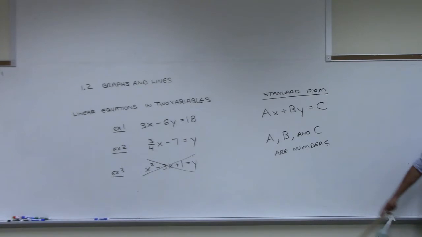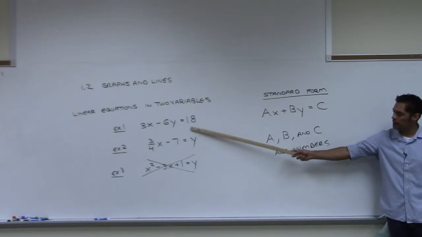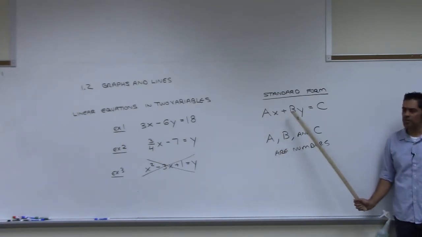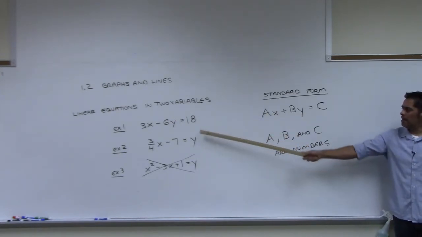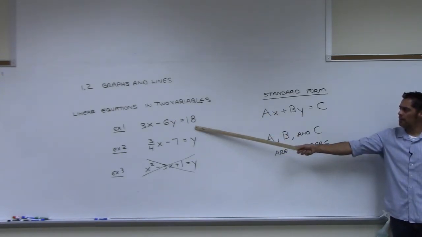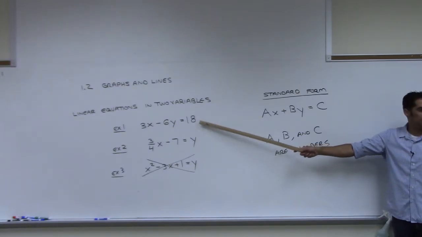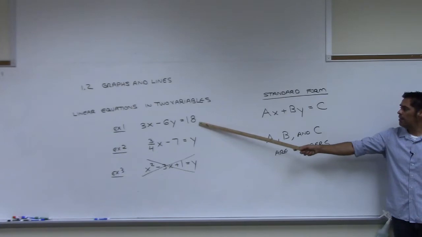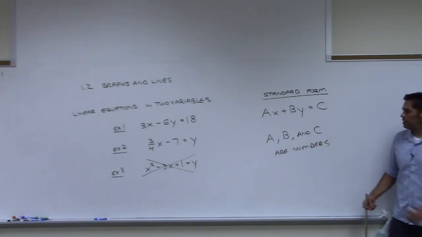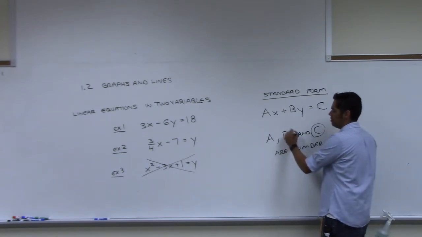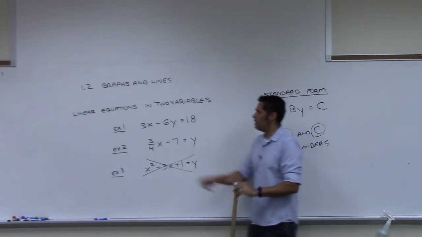So for example, in this first example right here, can you all see that this is in standard form? What's A for this? 3. B is negative 6. Just the number. Just the number. And then C is 18. All right? So these are what we call the coefficients. All right? It's the number in front of the variables.